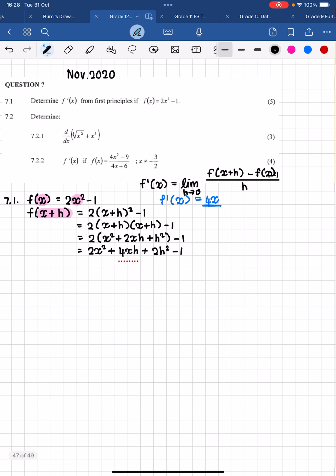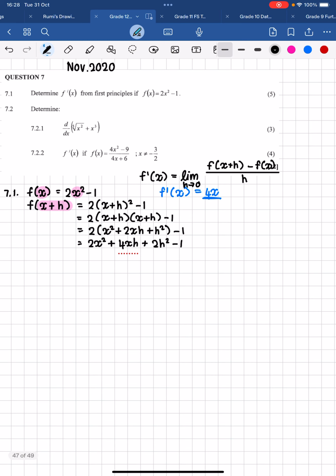Right, that is f of x plus h. Sorry, Keanu. Other people are only writing on Friday.